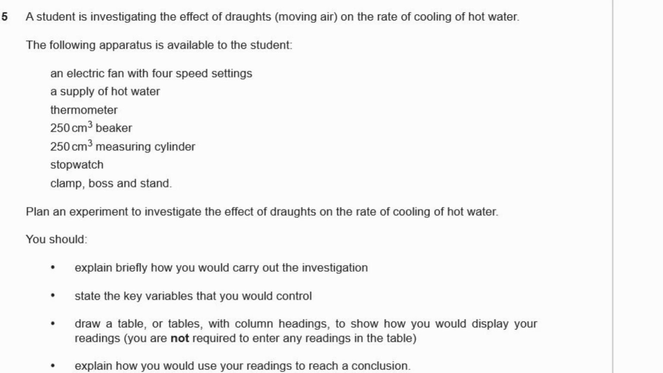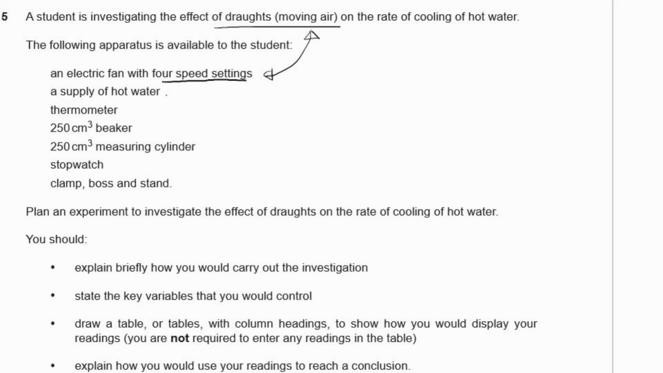Question 5. A student is investigating the effects of drafts of moving air on the rate of cooling of hot water. The following apparatus is available to students. An electric fan with 4 speed settings. That's good. 4 speed settings. That's going to be quite handy because we're going to want to change the amount of draft, the amount of moving air. So those two are going to directly connect. 4 different settings means 4 different types of draft, so 4 different strengths of draft we can have. And we'll probably do a control one as well.